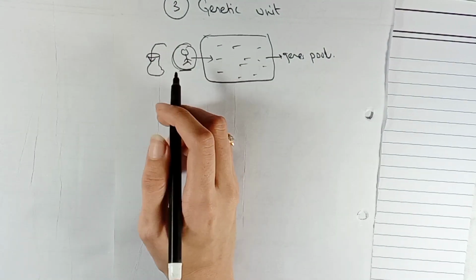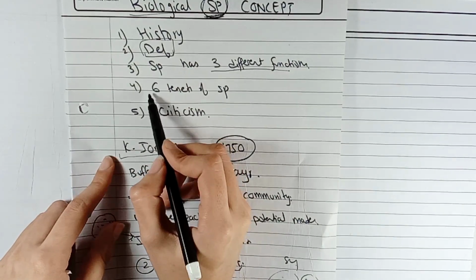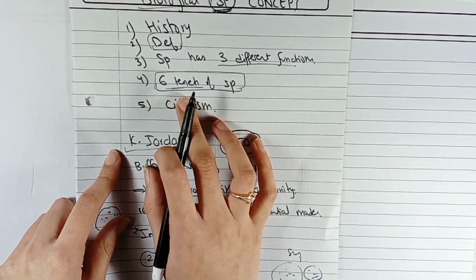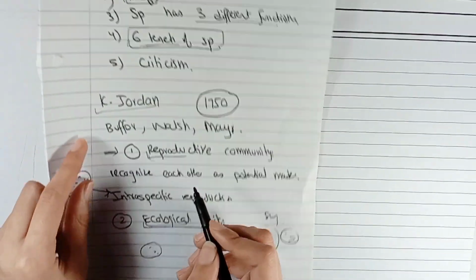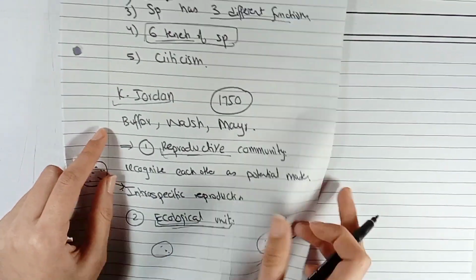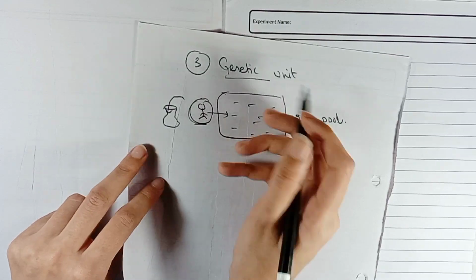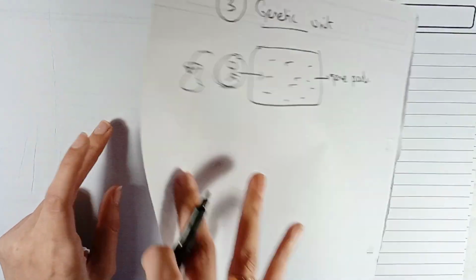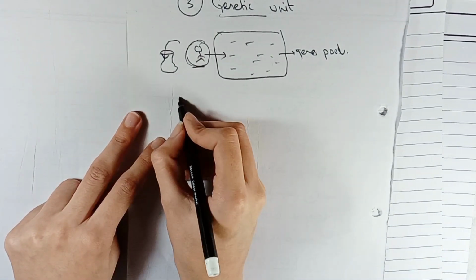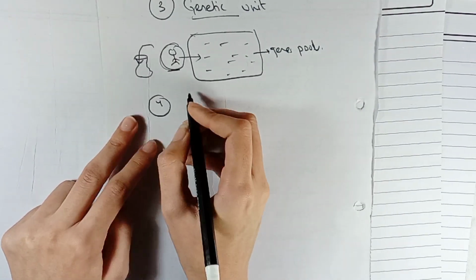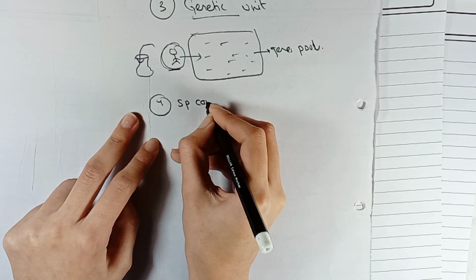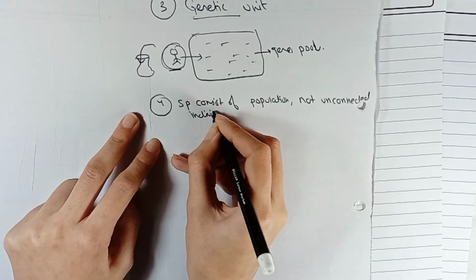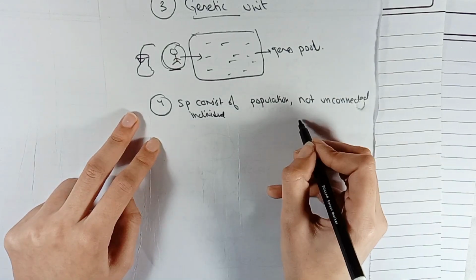Next we will look at the six tenets of species, or the six principles of species. Out of six, three we have already discussed: reproductive community, ecological unit, and genetic unit. The next three we will discuss now. The fourth point is that species consist of populations, not unconnected individuals, meaning the populations are connected to each other.